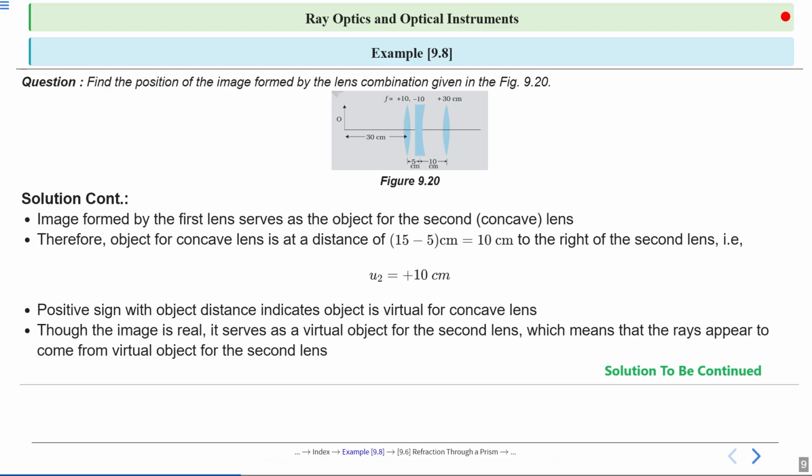So though the image is real, the object is virtual, and the concave lens will form the image for that virtual object. Now we will see what is the position of the image after the light rays refract through the concave lens. Then that image formed by the concave lens will act as the object for the third convex lens. Then we will find the position of the final image. Got it?